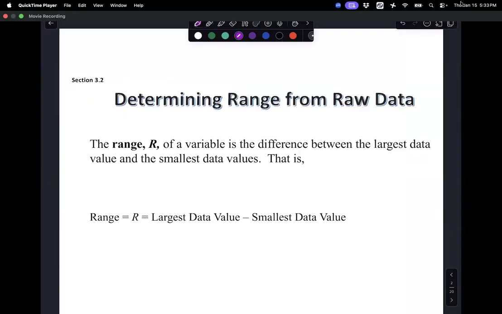Range is just the difference between the largest and the smallest data value. You take the largest data value, subtract the smallest data value, and ta-da, you have the range. That's it. It doesn't get more complicated than that. So the range is just the largest data value minus the smallest data value.